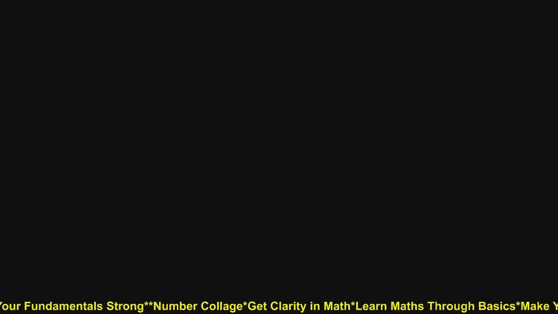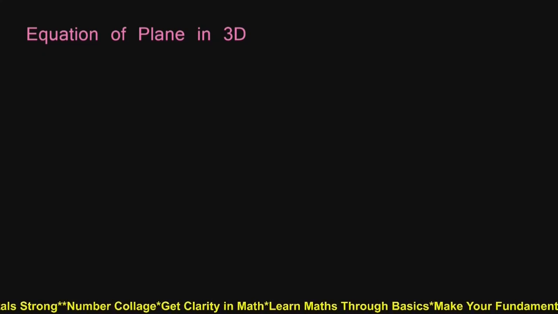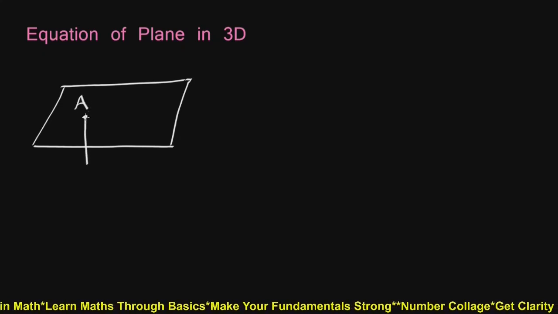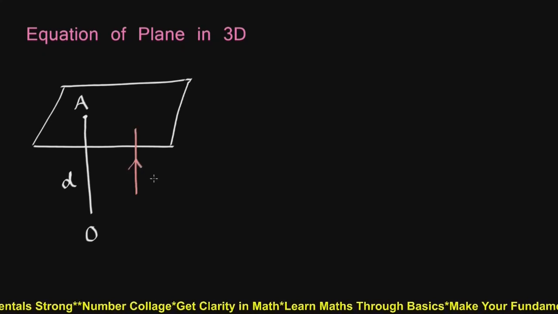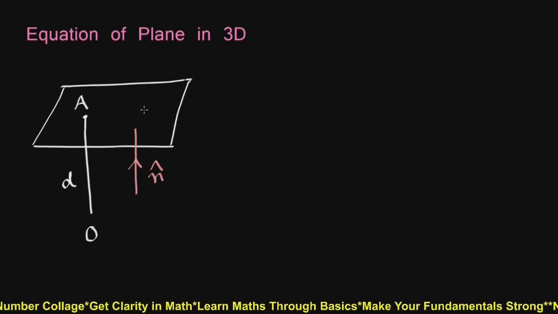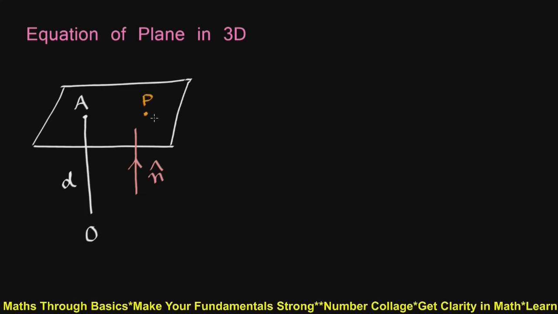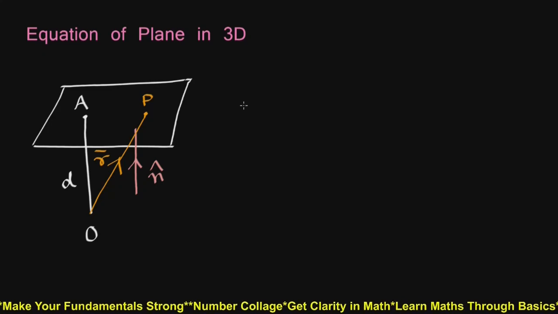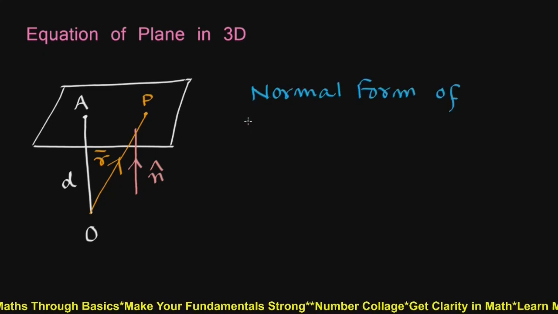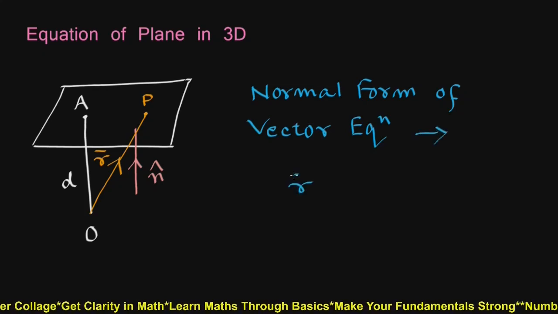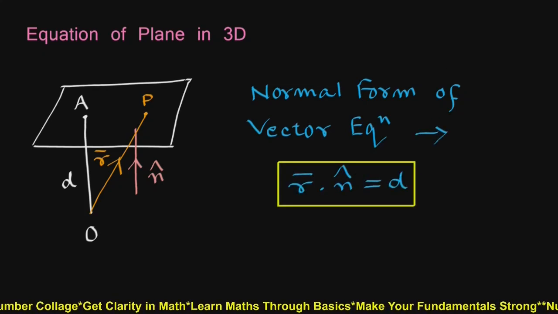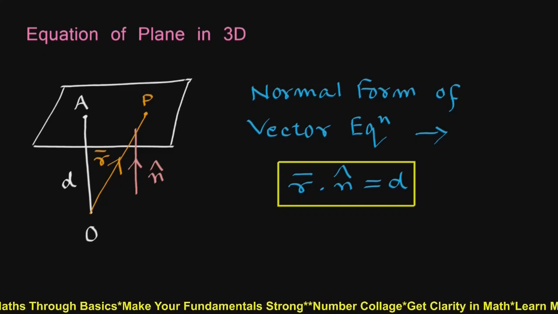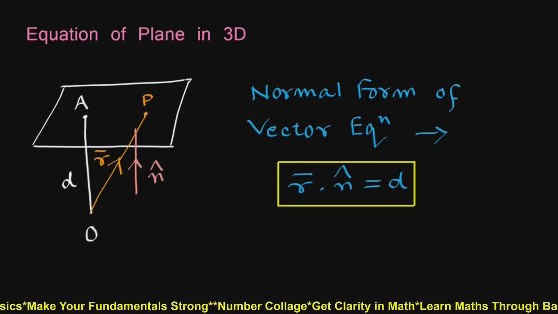In this video, we are going to discuss equation of plane in 3 dimensions. There is a plane in which there is a point A whose distance from origin is d. There is a unit vector n cap normal to this plane, and we have an arbitrary point P on this plane whose position vector is r bar. So with the help of this information, we can write a normal form of vector equation of this plane as r bar dot n cap equals d. Let us see in detail how this equation comes into being, and we will study many more equations of planes in 3 dimension.